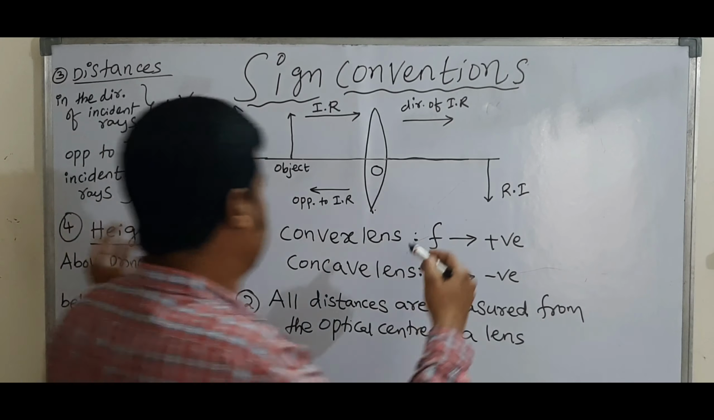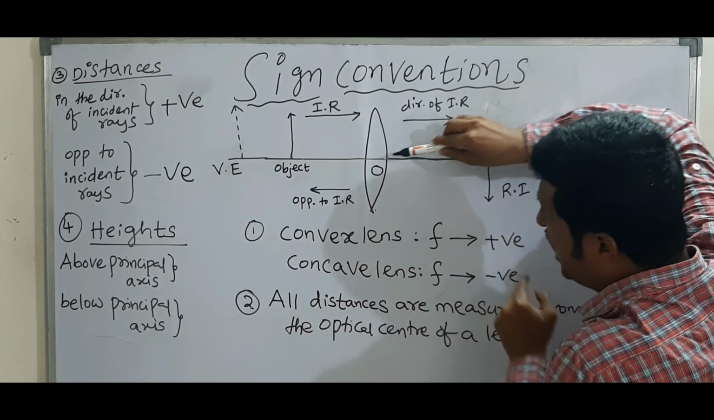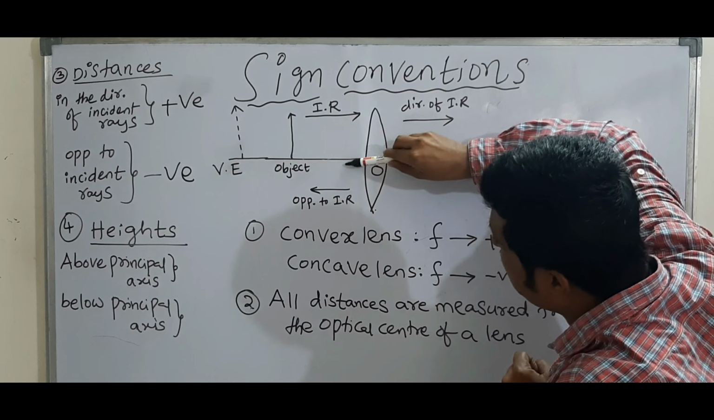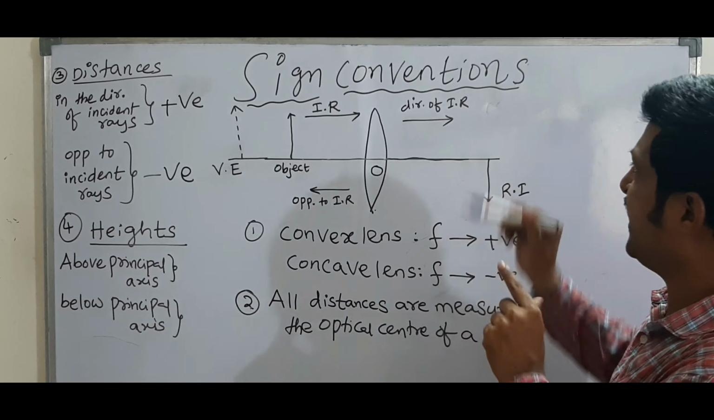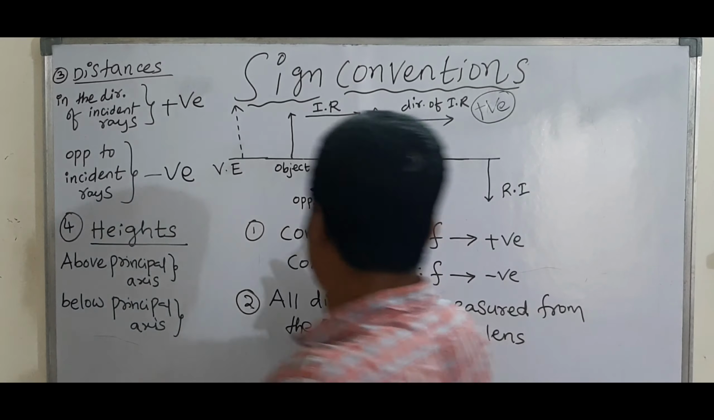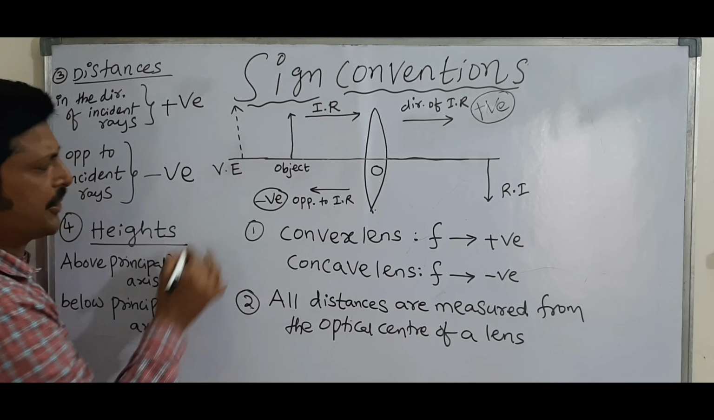Next, if you measure the distances from optic center opposite to incident rays, those are taken as negative. That means the direction of incident rays, those distances are positive. Opposite to incident rays, those distances are negative.